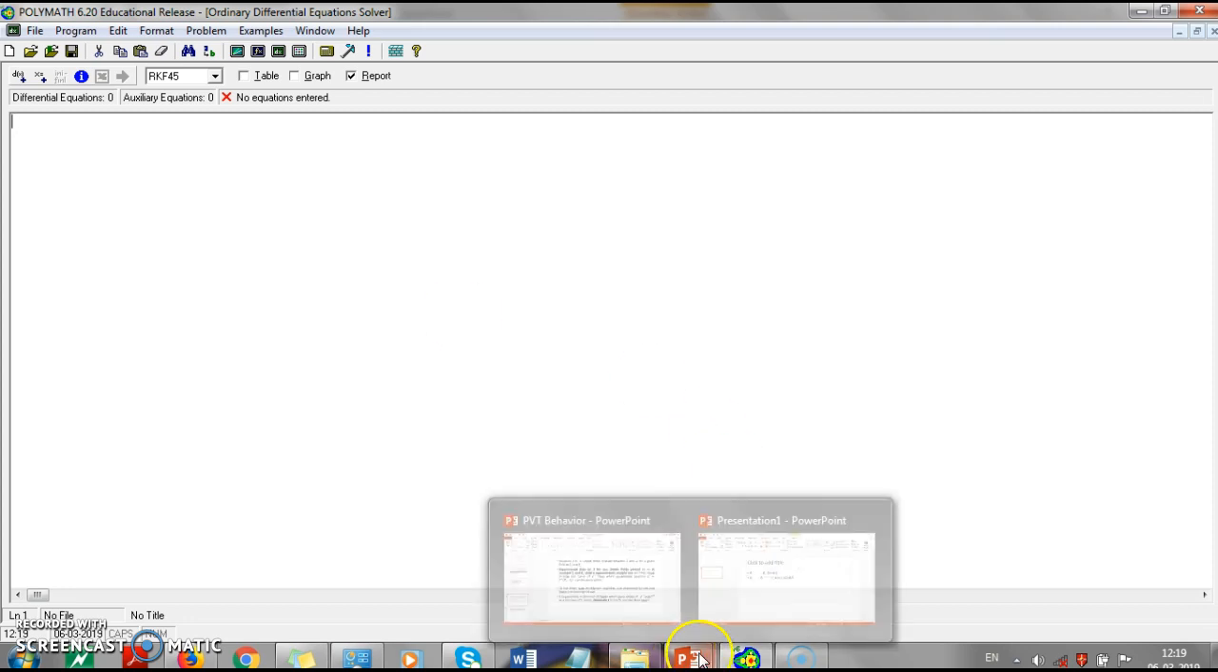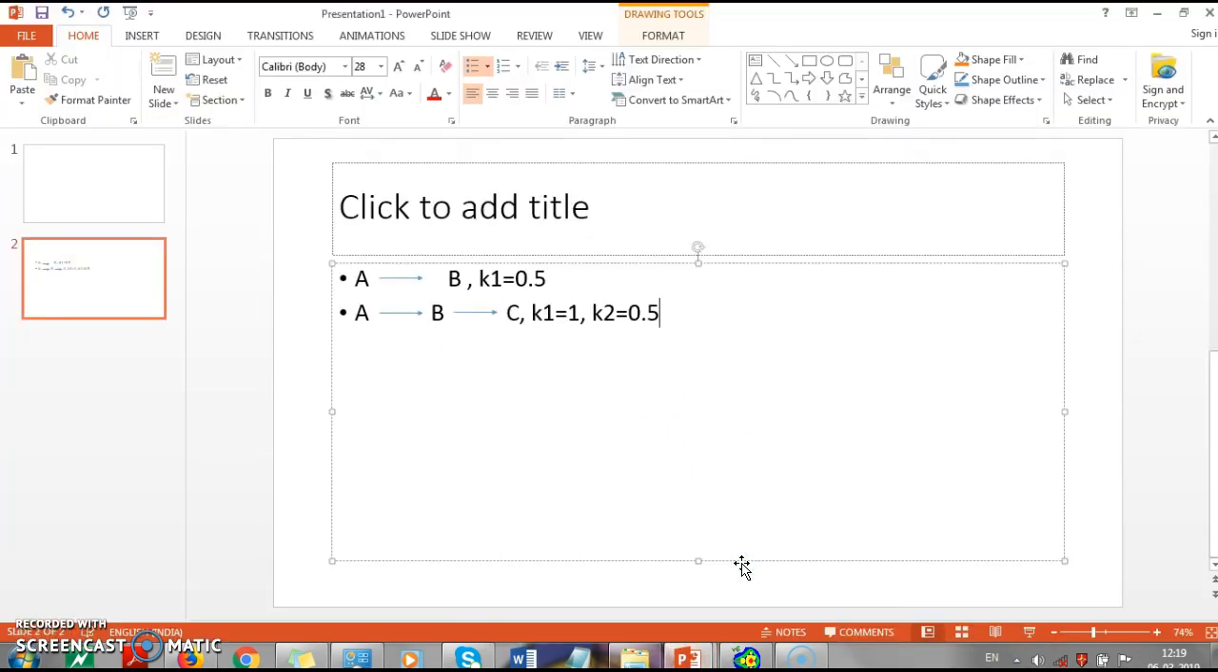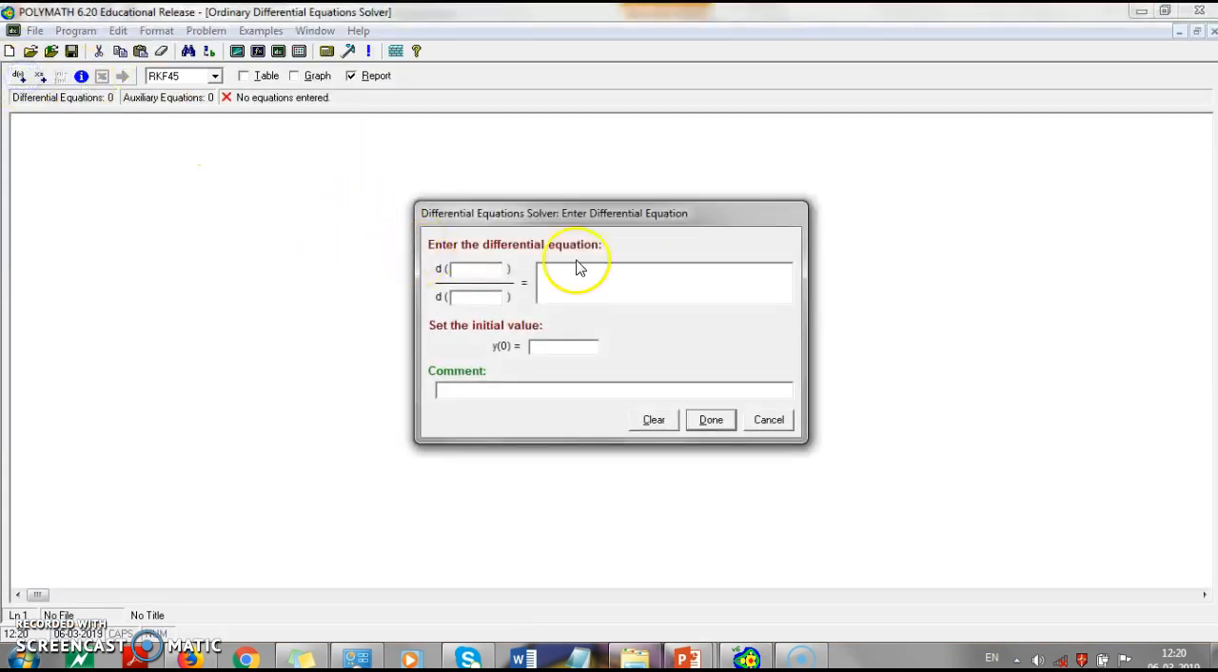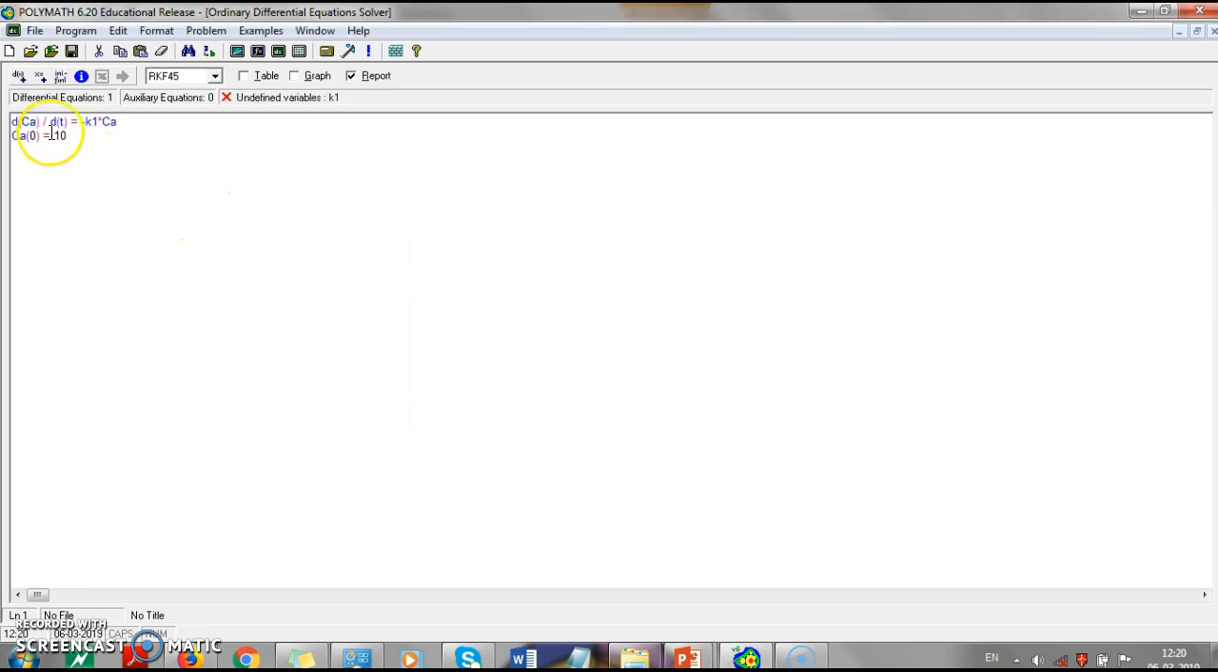Since that is one of the most classical examples, let us take two examples wherein we first have a single reaction going from A to B, and in the second case there is a series of reactions, A to B, B to C. Now let's try to simulate the first reaction, A to B, and the expression for dCA by dt would be minus K1 into Ca with initial concentration of A being 10.